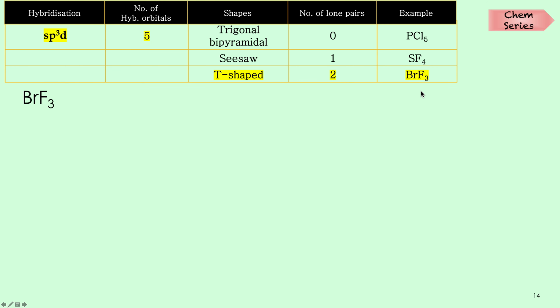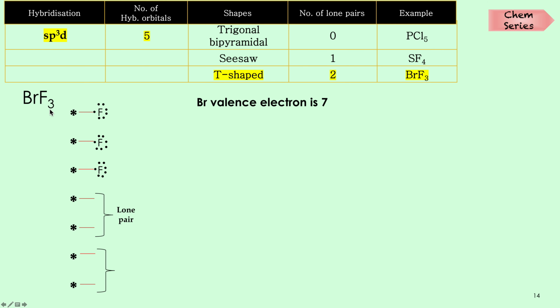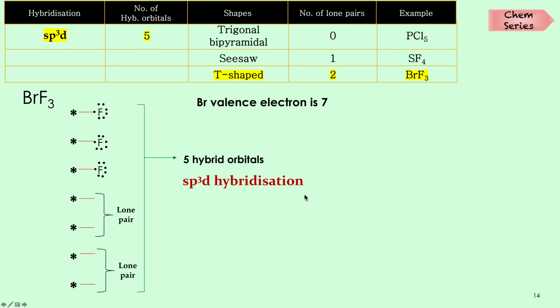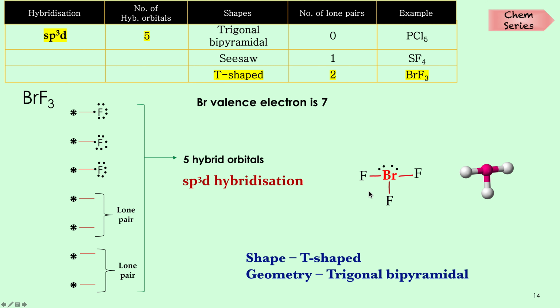The next example will be BrF3. Bromine will be your central atom and its valence electron is 7. So I have written the 7 valence electrons as this, and there are only 3 fluorine atoms. So these 3 fluorine atoms will take 3 valence electrons of bromine and the remaining 4 valence electrons of bromine will be left out as 2 lone pairs. Fine. So there will be 5 hybrid orbitals, sp3d hybridization. The shape will be T-shaped and the geometry will be trigonal bipyramidal.